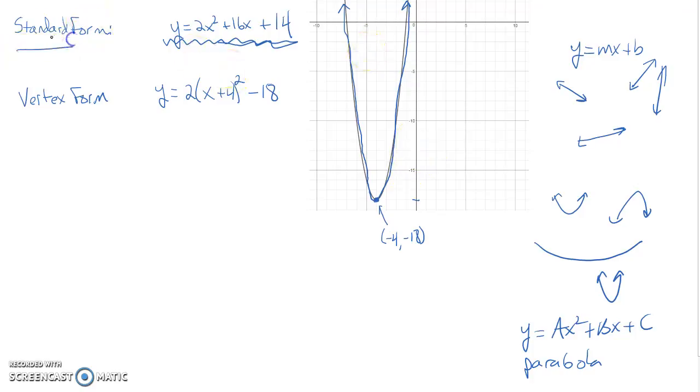This is standard form. Standard form means that we have an x squared term, and then any other term that has x's in it is going to go next, so it's like highest power term first. So first x squared terms, then x, then constant.